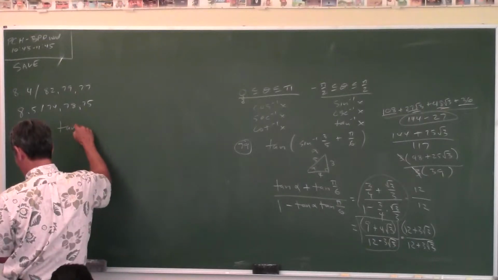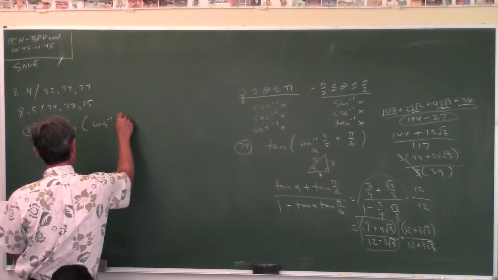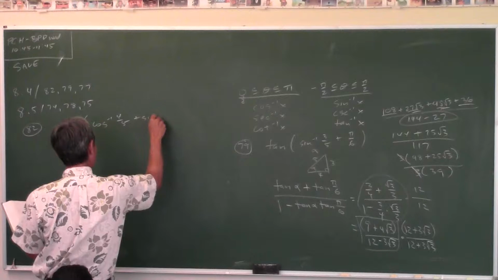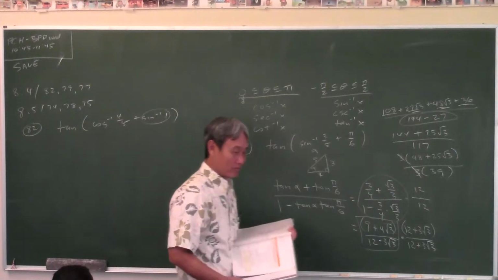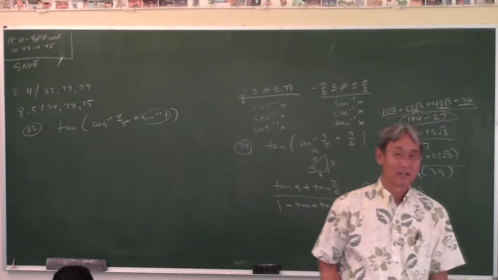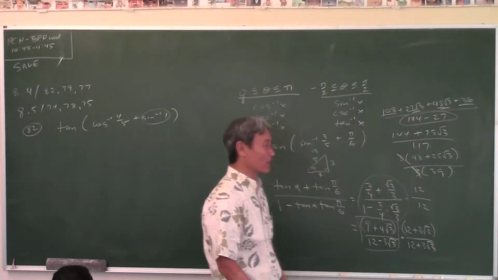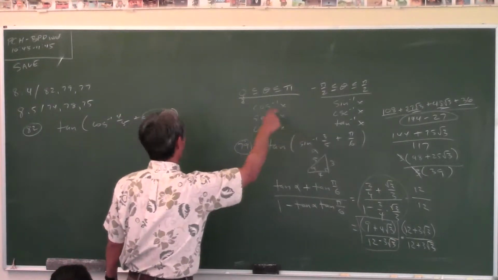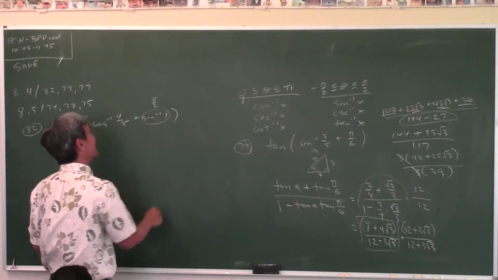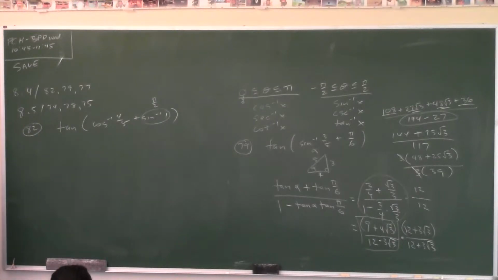Tangent of cosine inverse 4/5 plus sine inverse 1. Now, is that an angle I know? Yes. Sine of what angle is 1? That's right. And is that in the range? Yeah, so this is pi over 2. Now, even if you didn't know that, you still can do the problem.